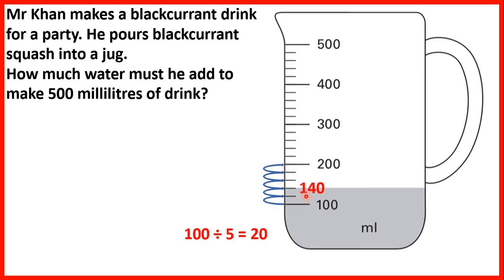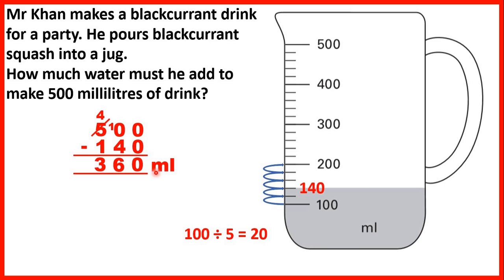So we know that he has 140 millilitres and needs to make 500. So we need to find the difference and subtract 140 from 500. Using column subtraction, that gives us 360. So our answer is 360 millilitres. He has 140 millilitres of squash, so if he adds 360 millilitres of water, that will give him 500 millilitres altogether.